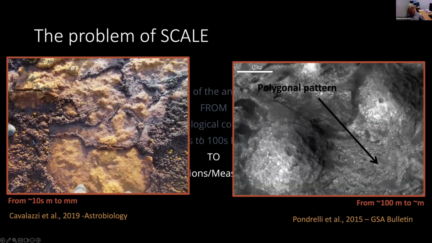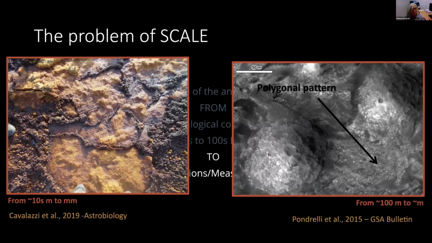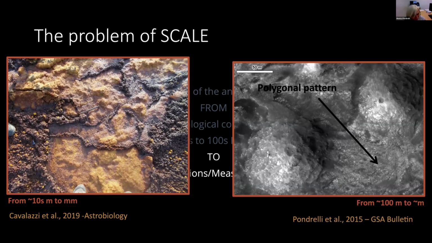While on Earth, even without taking the samples to the lab, we can clearly see that our unit consists of precipitated crystals, so it's an evaporitic rock.